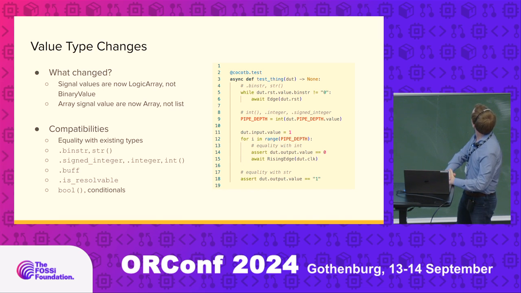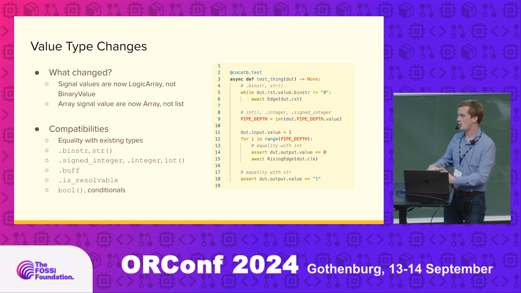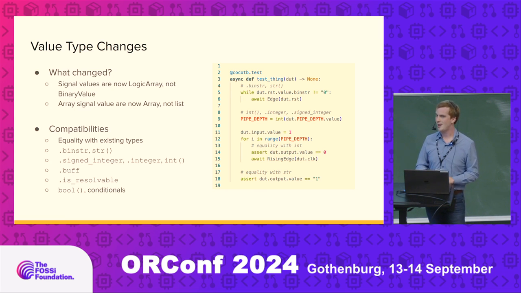Okay, so what changed? We just talked about logic array and array. Those are the types that are now coming out of handles when you get the values from them. So you're getting logic array, not binary value anymore. And when you get the value from an arrayed signal, you're getting an array, not just a Python list anymore. And we've done some things to ease forward compatibility there. So we've ported some of the interface from binary value forward.